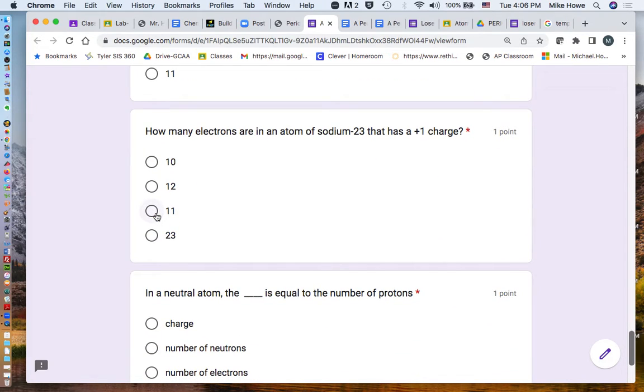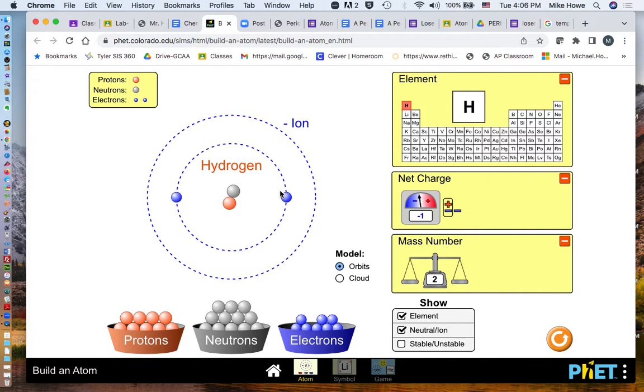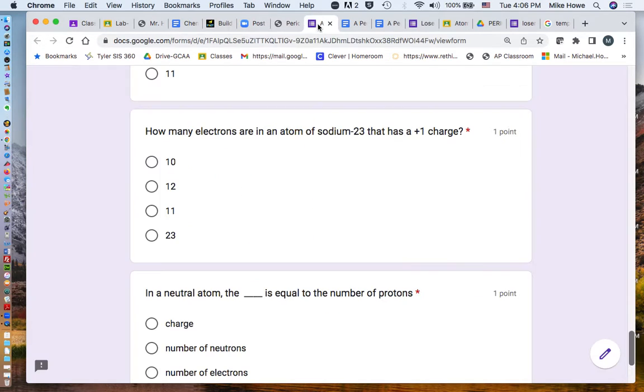For an ion with a positive 1 charge, to make a positive charge, remember what you have to do. If I have equal numbers of protons and electrons, the charge is 0. To have a positive charge, you've got to lose an electron, like that. So the number of electrons, sodium normally would have 11 electrons, but since it has a +1 charge, it's lost 1, so it has 10.